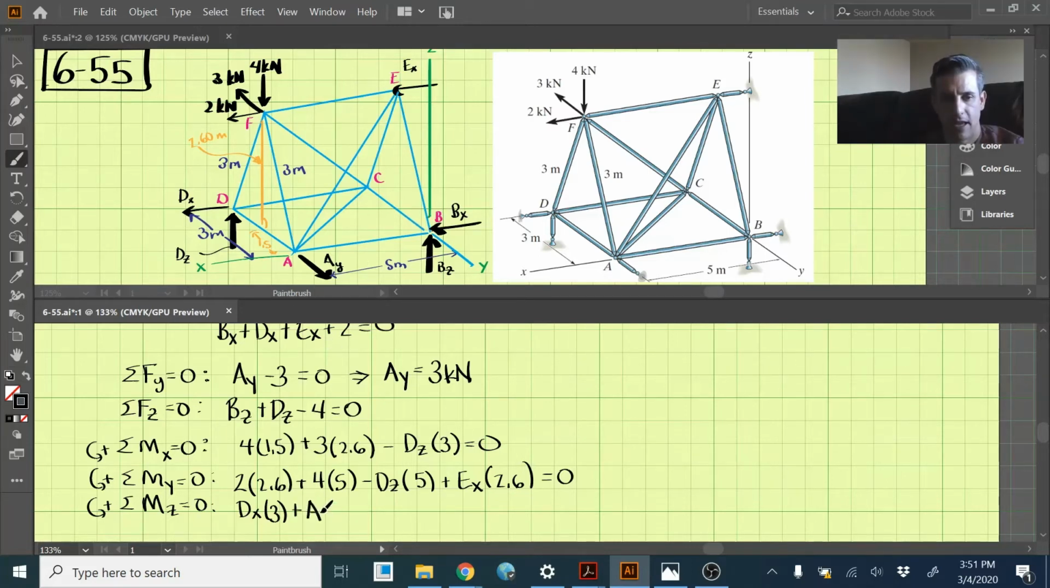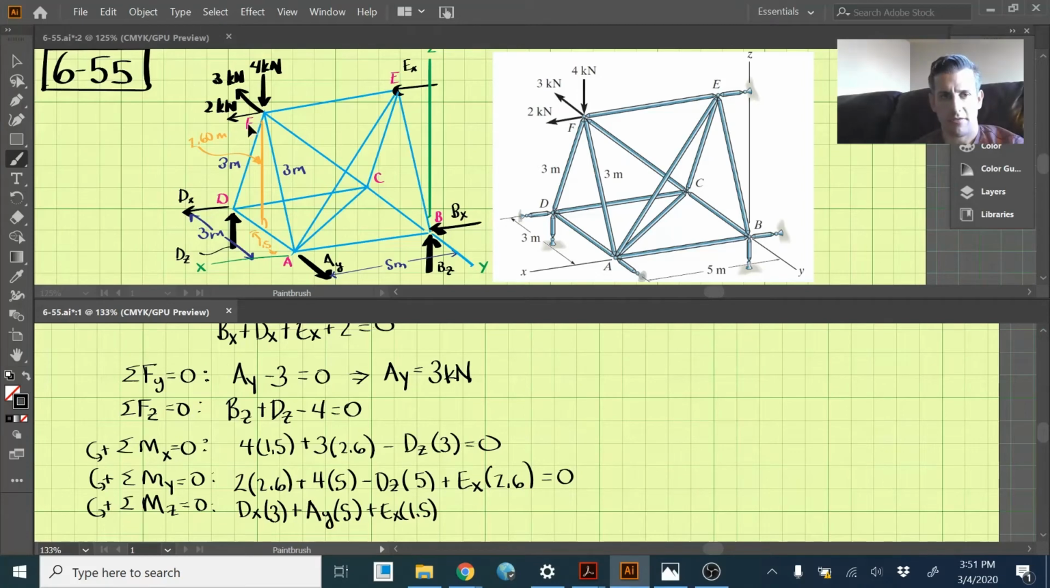And that moment will be, using the right-hand rule, a positive moment. So we have AY, and that is acting a distance of 5 meters away, this distance here. And then we have EX up here. It's not totally obvious that it creates a moment, but it's a little ways off the z-axis, this distance 1.5, and that's going to create a positive moment. So we have EX times 1.5.